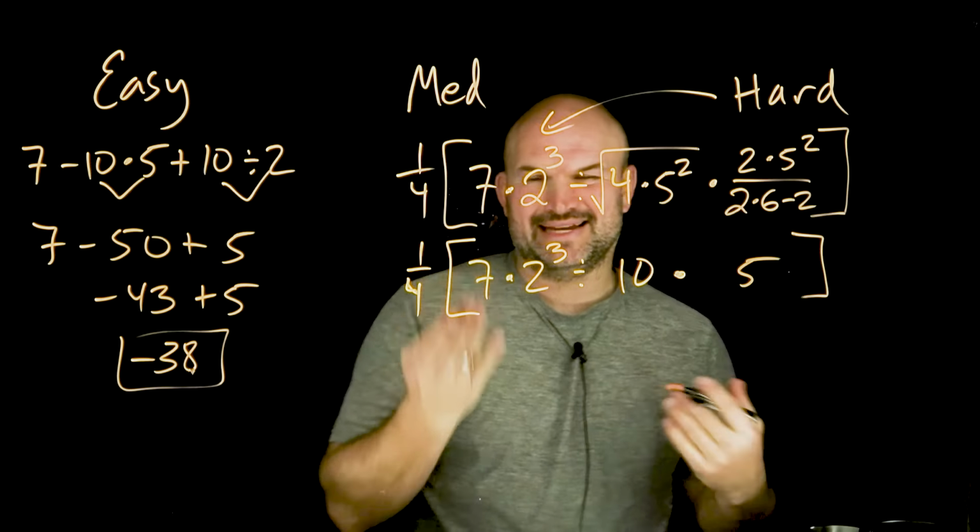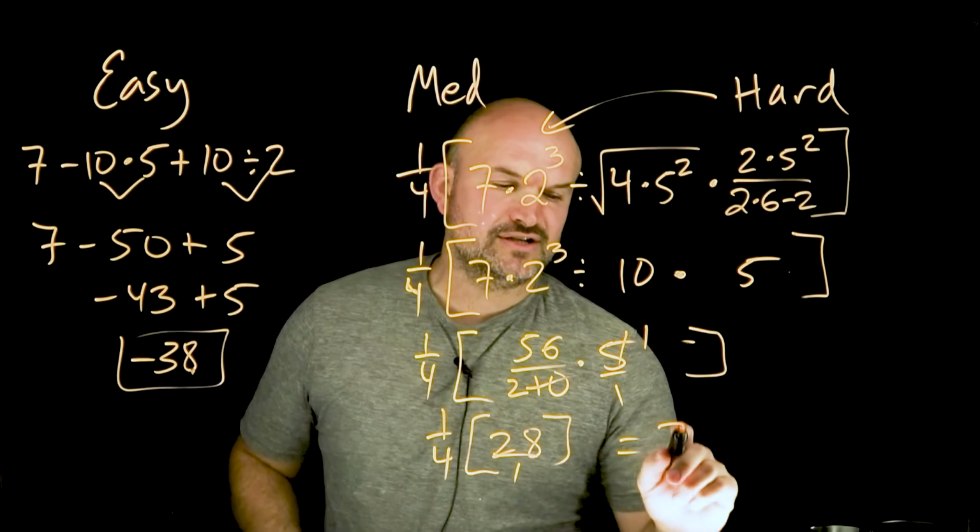So 1/4 times a 28. And now we can just say, how many times does 4 evenly divide into 28? And your final answer is going to be a 7.